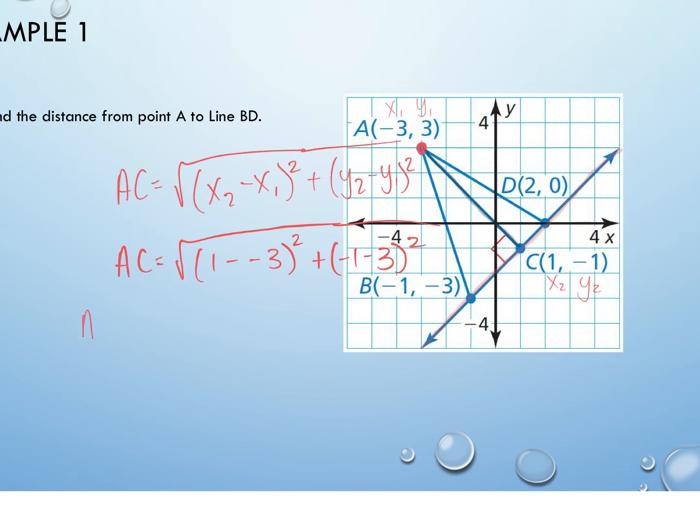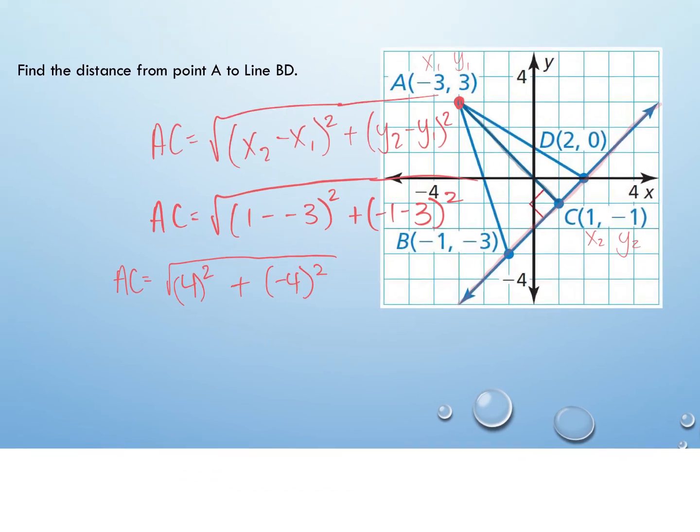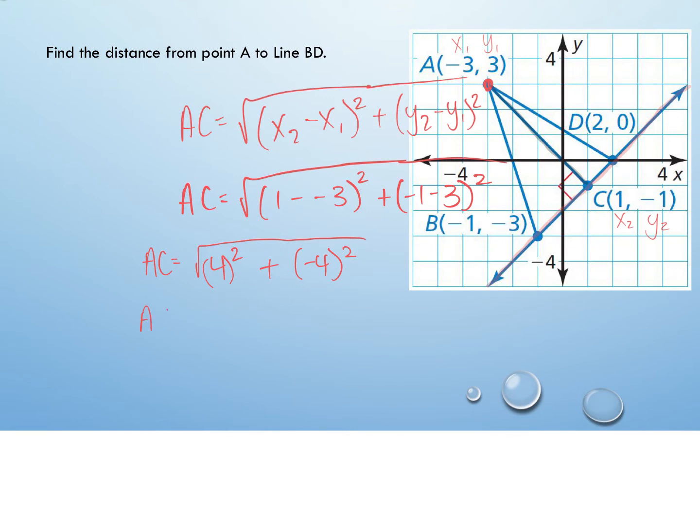So we're going to get AC equals the square root. What's 1 minus a -3? 4. And then we're squaring it. Plus... what's -1 minus 3, John? -4. And then we're also squaring that. Guys, what is 4 squared? 16. And -4 squared?